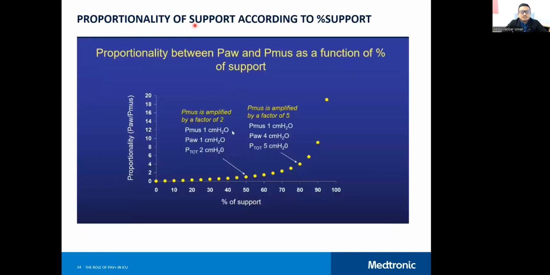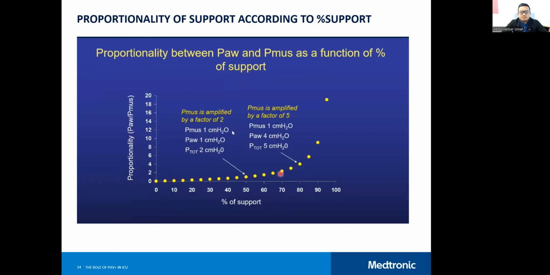When you talk about proportionality of support according to percentage support, based on this graph, when we set the patient at 50% support, what does 50% support mean? Let's say the P mus exerted by the patient is 1 centimeter water, and a percentage support of 50% means that the total pressure will be 2 and the machine supports half of it. So the machine will match 1 with 1 to become 2. When you take only the P vent, 1 divided by 2 is 50%.